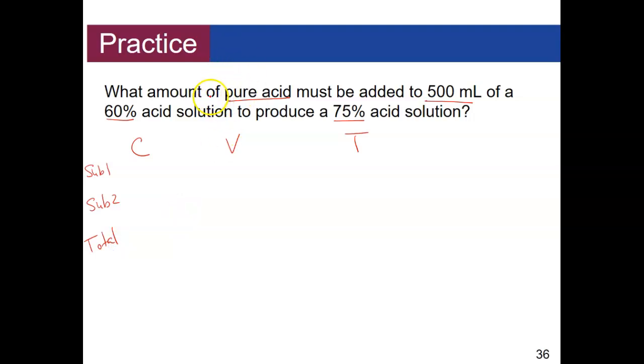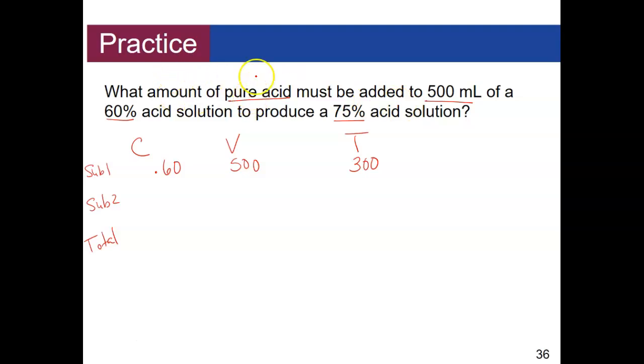Okay, so we're going to start with a 500 milliliter solution of 60% acid. So we've got the 60% acid for the concentration. The volume of that is going to be 500 milliliters. And so if we multiply that together, we're going to get 300 for the total there.